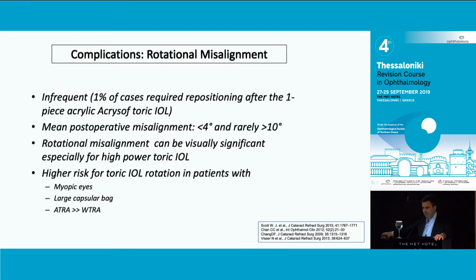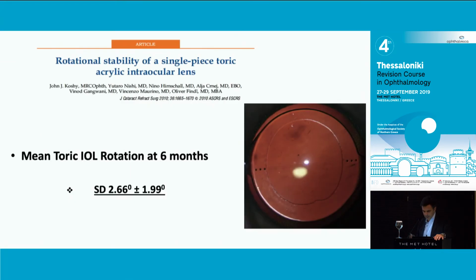I'm not really sure why, but if I look at my own outcomes, the correction of the astigmatism with toric lenses is almost always spot on when it is with the rule, but when it is against the rule, to me it appears much more difficult to correct. And this is a paper that we did at Moorfields some time ago with Oliver Findlay, and the mean rotation at 6 months was really not significant, because even with a high power lens, 2 degrees of rotation is minimal.